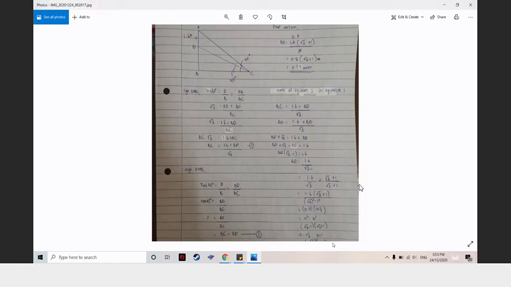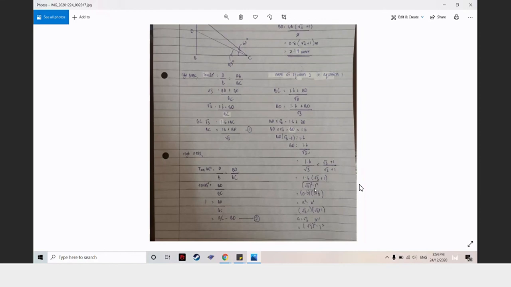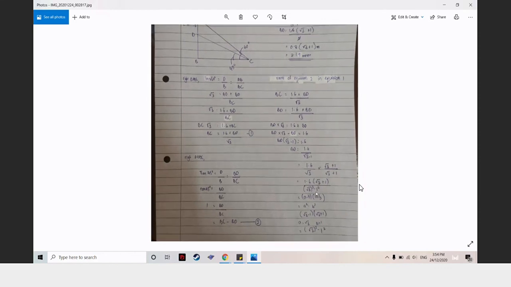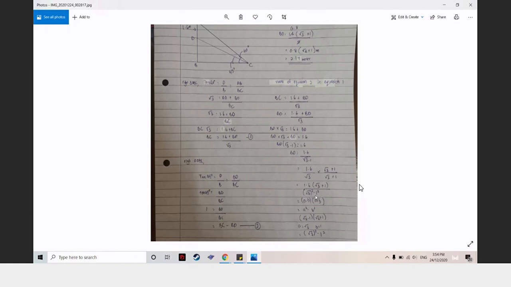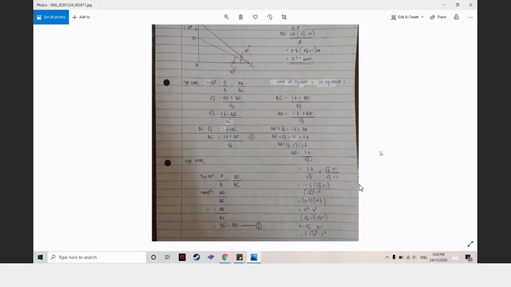So tangent 60 is root 3. AB is AD plus DB or BD, over BC. That means it's 1.6 plus BD over BC. So this is the first equation: BC equals 1.6 plus BD over root 3.